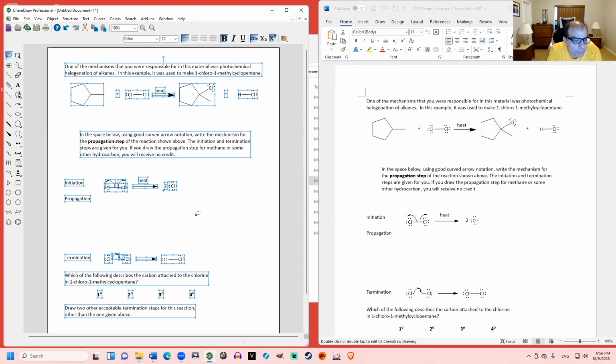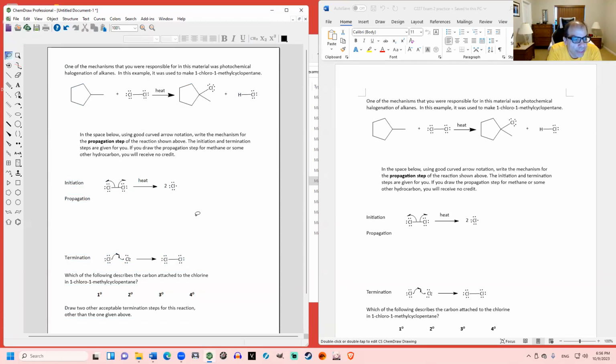Actually, I'm going to skip this question because there's another one just like it, except you also had to draw the initiation and termination steps. So we'll leave the propagation step out. No, we won't, actually. Remember what we said in class. Yeah, let's not skip this. Let's do the propagation step since that's the hardest one. Remember what we said in class.